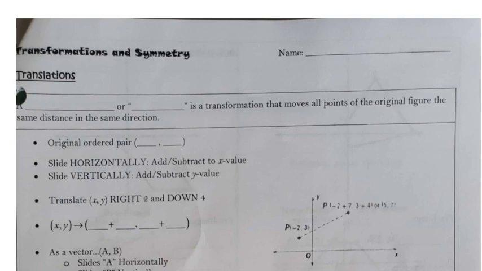The first one we're going to talk about is what's called a translation. Now think about it. When you speak a foreign language and you translate into another language, so from English to Spanish or German to French, you're really moving from one language to another. That's the same thing here. When we're translating, we're moving an object. So a translation, or the common term for it, is a slide. It's not the math term, but it's the friendly term for it. It is a transformation that moves all the points of the original figure the same distance in the same direction.